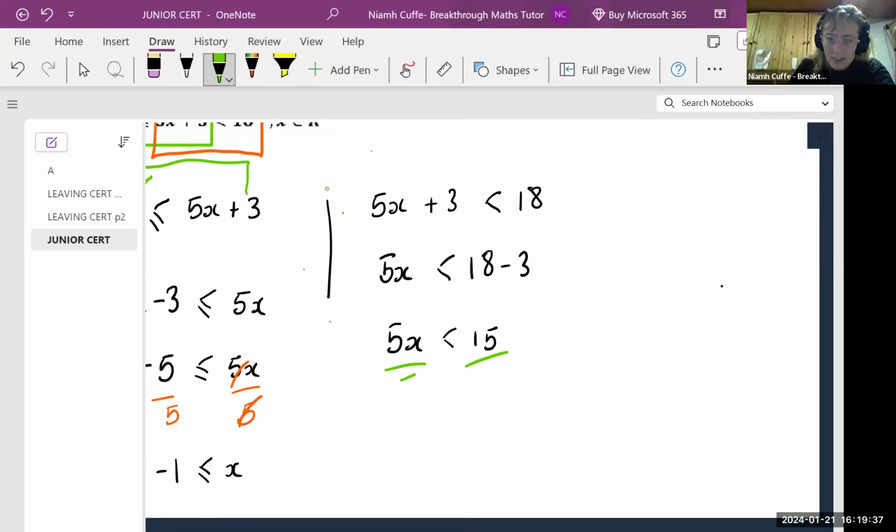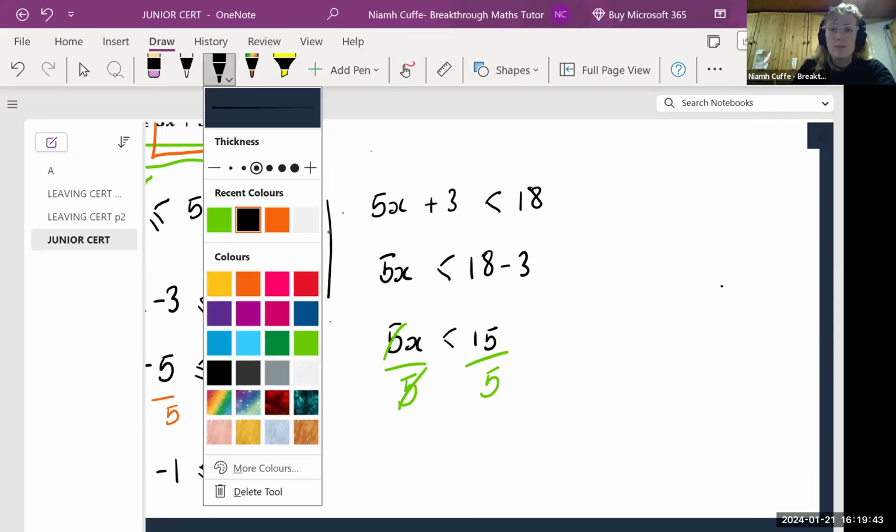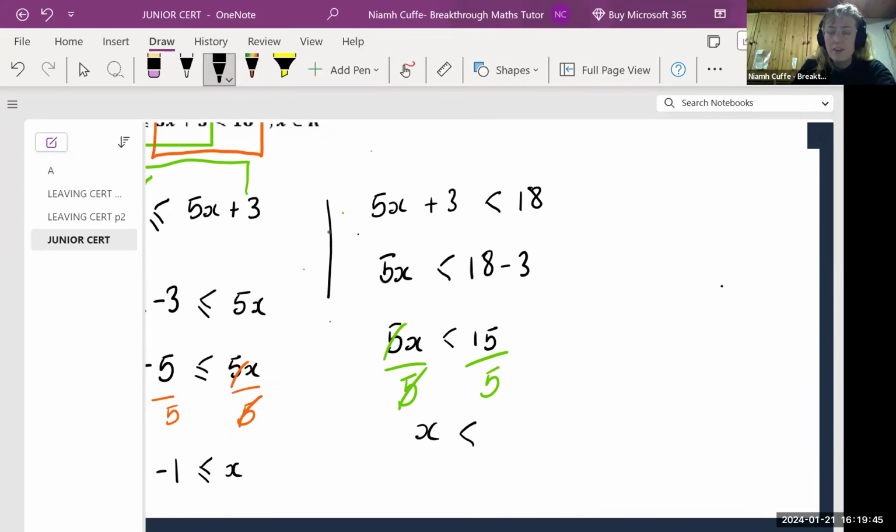Okay, brill. So let's divide everything by 5. Amazing, well done. What are we left with, guys? We've got x is less than 15 divided by 5, 3.